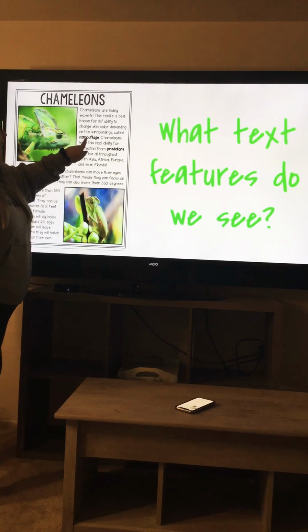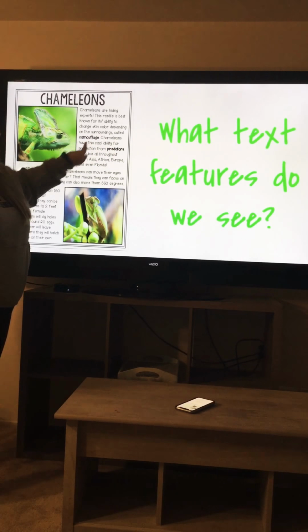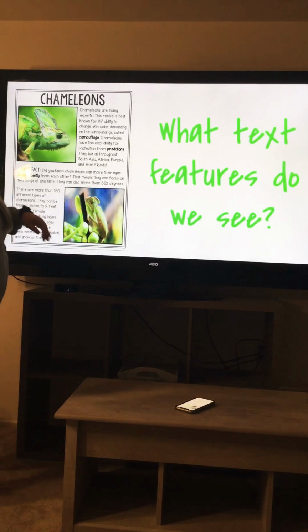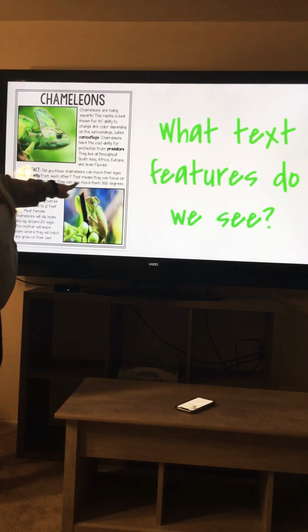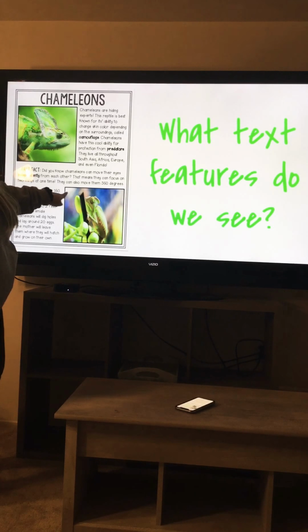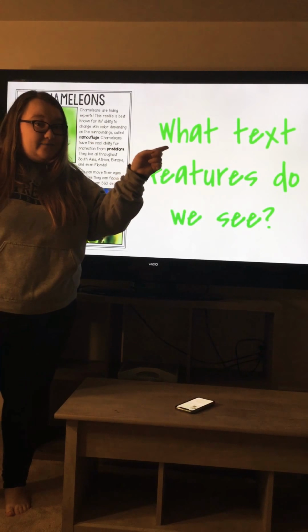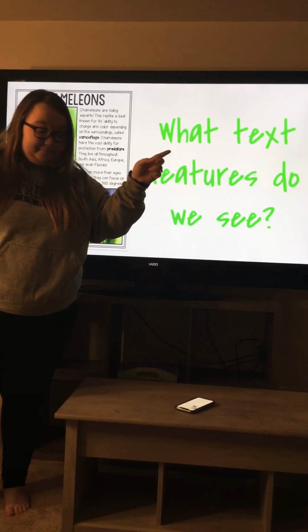There are also bold words, and that means that they're important words in what we're reading. When you look at the bold words, you can usually look around it in the sentence before or after to find out what it means. When it says independently, right after it means that they can move their eyes 2 different ways at once. So one eye could be looking this way and one could be looking up.